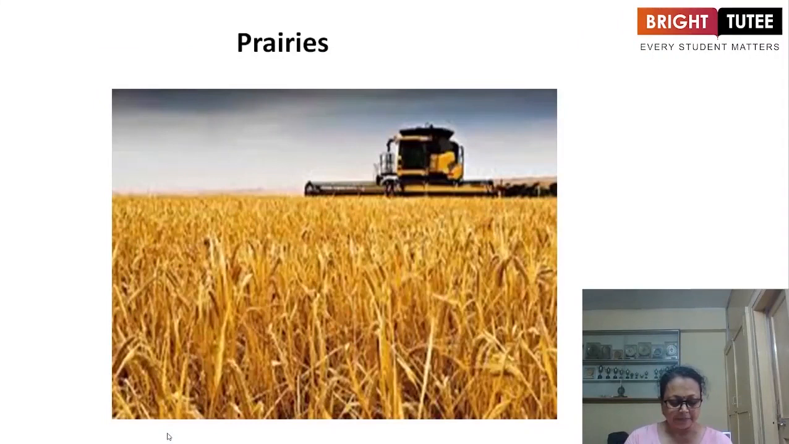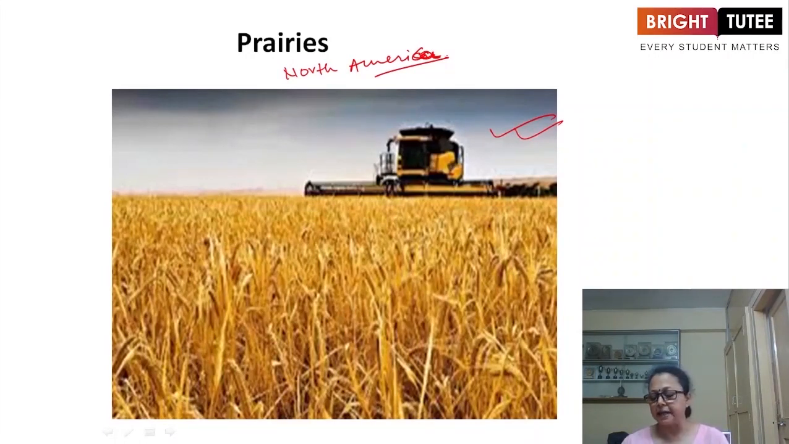This is the prairie, the picture of prairie. So what is the special feature of the prairies? The grasslands in North America, try to remember this, this is North America, are known as the prairies, the important grasslands. They are situated in USA and Canada. Where are they? USA and Canada. The prairies are found in these two countries.